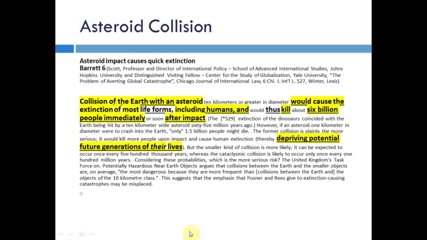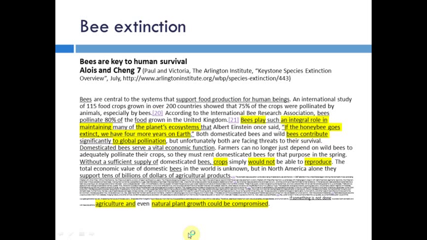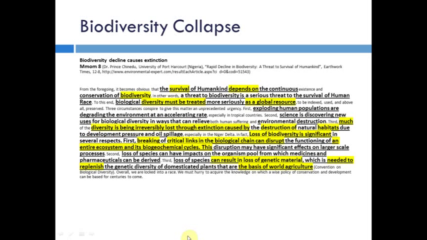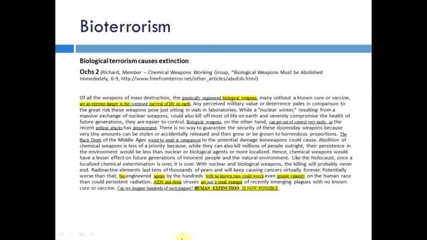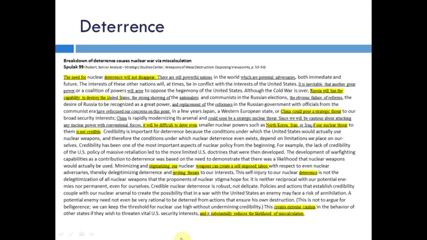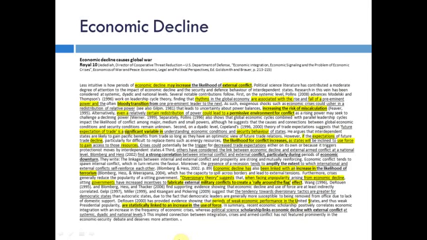Here's the next one, Asteroid Collision, Barrette, Bee extinction. I think this is really great, especially Haagen-Dazs's Save the Bees campaign. I think that's awesome. Biodiversity Collapse. Mom. I think that guy's name is Mom. I really appreciate that. Okay, Bioterrorism. Deterrence. Economic decline. And that's the end.